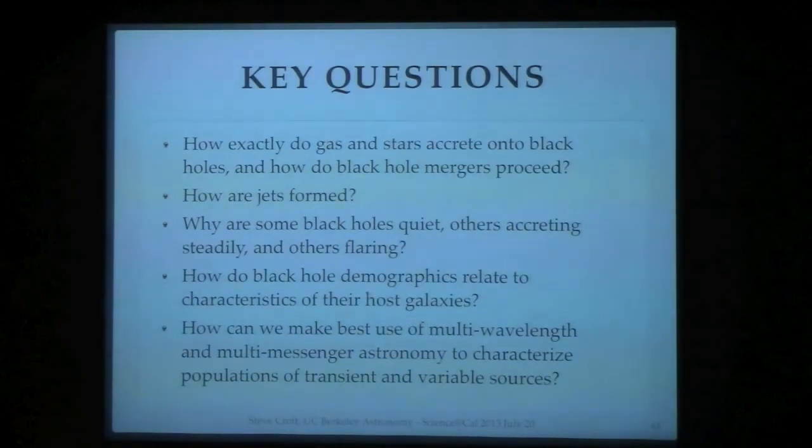And how can we make use of all of these different wavelengths and also of the signals, particularly from gravitational waves, to really understand not just the black holes that are showing up in these surveys, but also other transient and variable sources, supernovae, and maybe, who knows what else might crop up here.